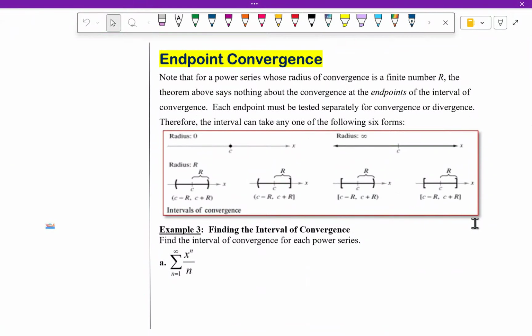So first I have to determine the convergence of the series using my ratio test. Then once I get those endpoints, I have to plug them into the series and use one of my other tests to determine if that specific endpoint converges or diverges. So this is not short, okay?